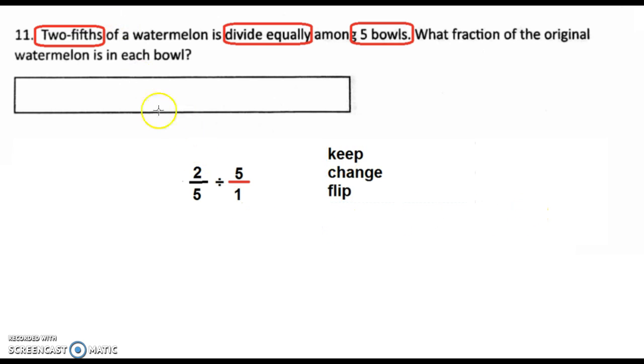So we'll keep 2/5. We're going to change division to multiplication. And we're going to flip this. Multiply across, what do we get? Nice, easy answer for us. 2 times 1 equals 2. 5 times 5 equals 25. And that's our fraction.